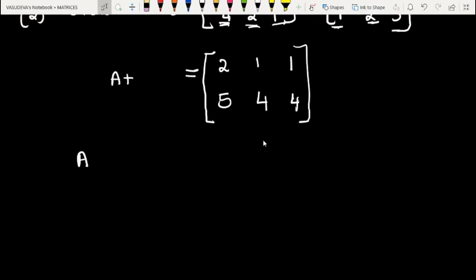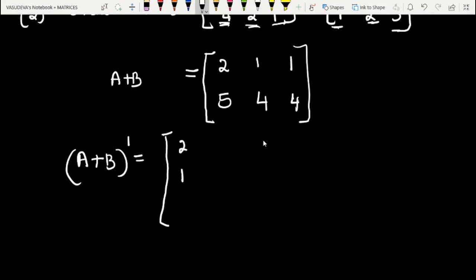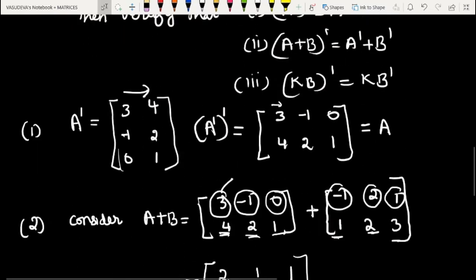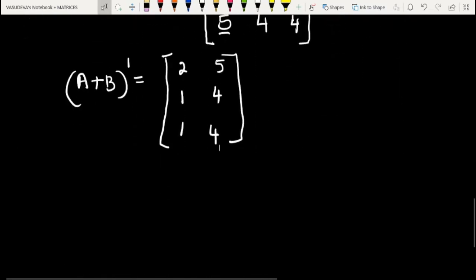This is A plus B. So A plus B whole dash is obtained by interchanging the rows of the matrix A plus B into columns. So [2, 5; 1, 4; 1, 4]. So this is A plus B whole dash. So we have to show that A plus B whole dash is equal to A dash plus B dash.